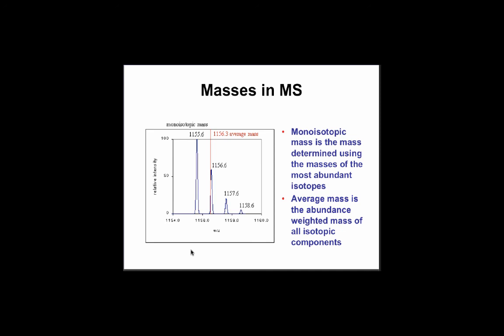So the result is that we now have to talk not about the average mass, but about the monoisotopic mass. And that's the mass referred to by the most abundant isotopes. So in the case of organic molecules, that means carbon 12, nitrogen 14, oxygen 16, and hydrogen. If you were to average all of those masses based on their abundance, you would come up with an average mass, which in this case is marked as 1156.3. It's not a simple average of all of those other ones. It's a weighted average by their abundance.